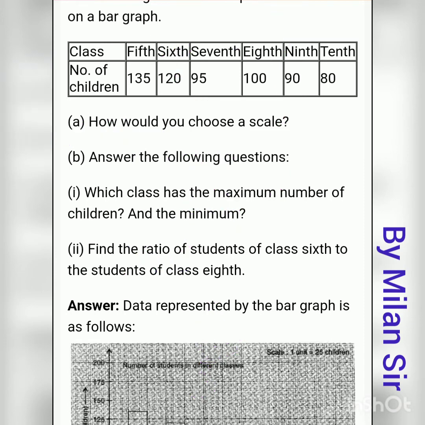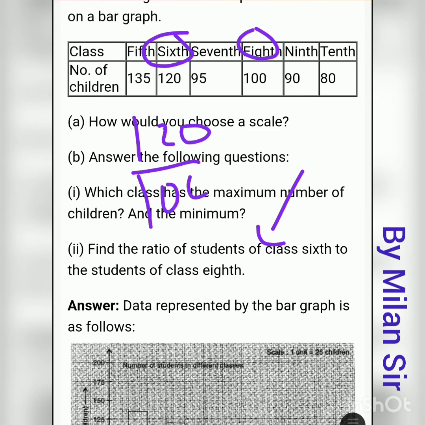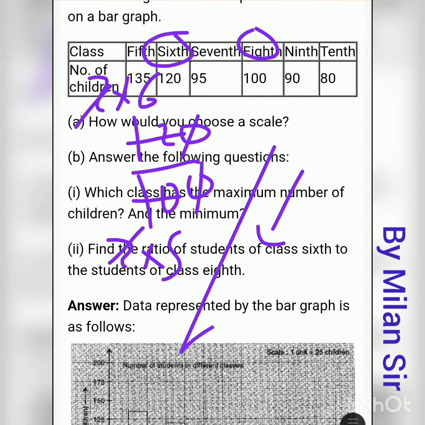Okay, here we need to find the ratio of students of class 6 to students of class 8. So 6 to 8, so 120 divided by 100. Cut by 10 (110 cut), here 2 sixes are 12, 2 fives are 10, so the ratio is 6 by 5. Okay, so this question is done here.